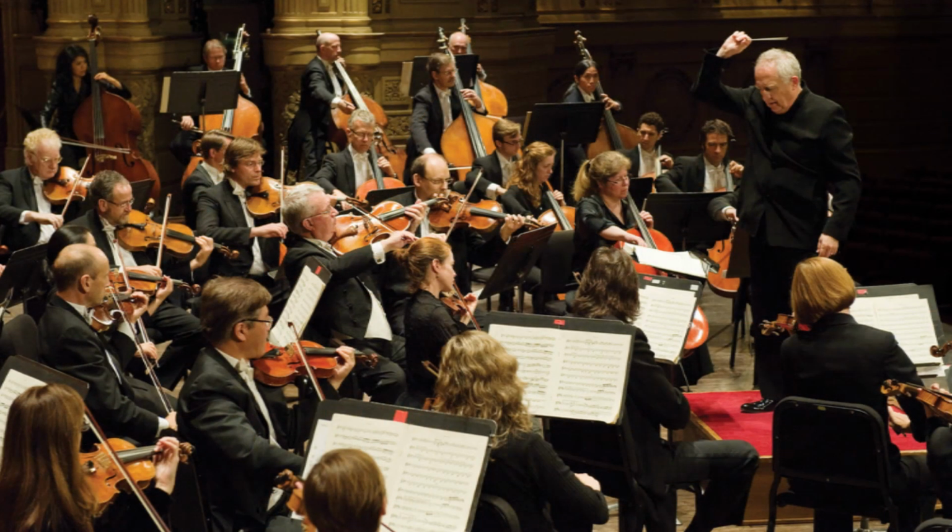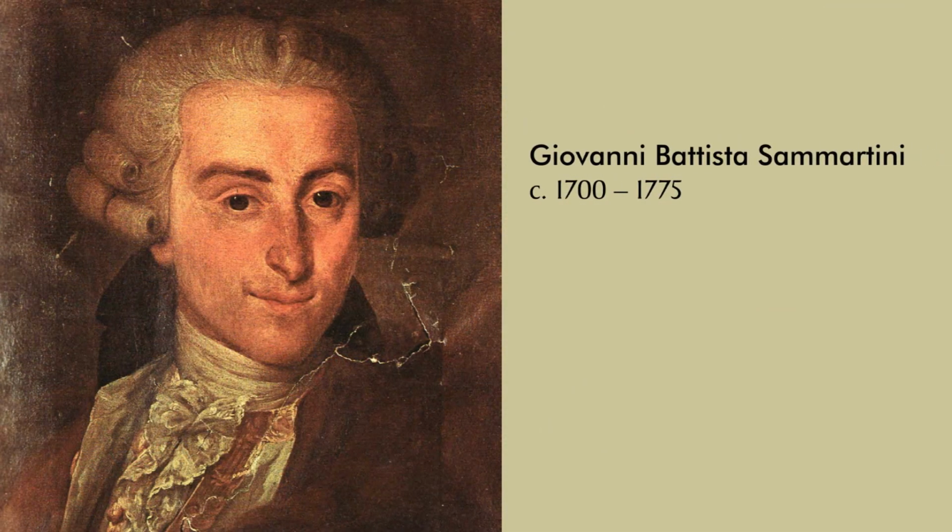Early symphonies were typically written for 4-part strings with an occasional harpsichord and were quite short compared to the symphonies we are used to hearing today. This one from Giovanni Sammartini is only 10 minutes long.